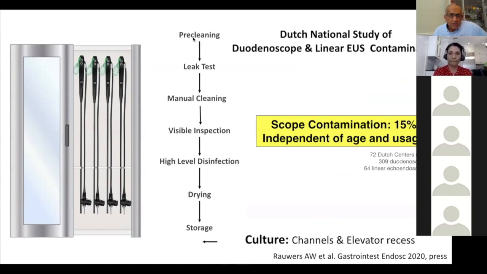There are a couple of studies since this CRE outbreak came out in 2015. There's a large Dutch study where they looked at 72 centers, 309 scopes, 64 US scopes. And in their study that has just come out in 2020 in GIE, in press, they found a scope contamination of 15%, irrespective of the age. It doesn't matter whether you have a new scope or an old scope, whether the scope is used once a week or 5 times a week. If for some reason you don't follow the protocol, there is a contamination rate.